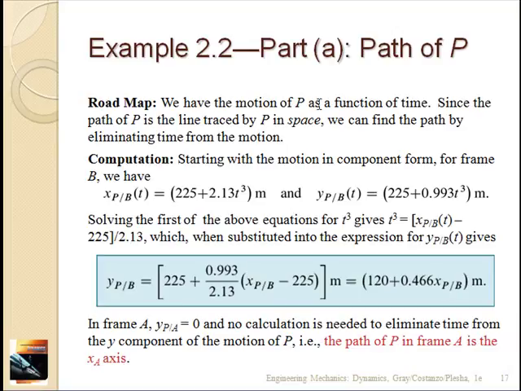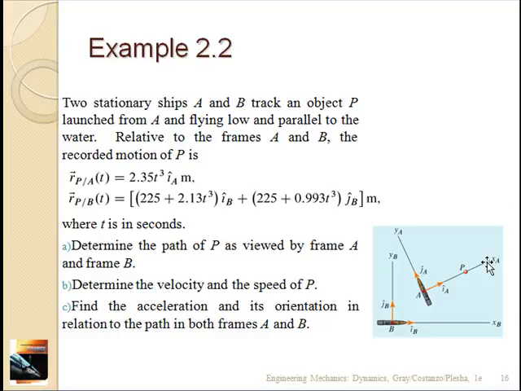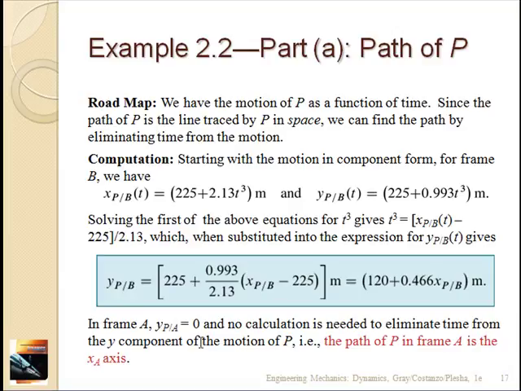So we have the position of P as a function of time in both coordinate systems, and we can just take some derivatives to solve this. First, we want to know the path of P. In the A coordinate system, the path is just along the xa direction. It's pretty straightforward. In frame A, ypa is 0, that is, the position vector in the ya direction is 0. So the path is just along the xa direction.